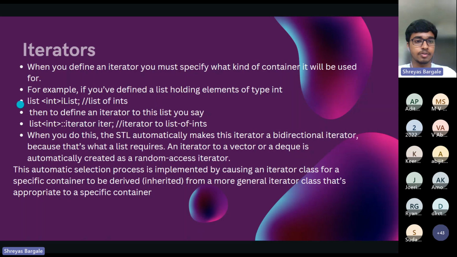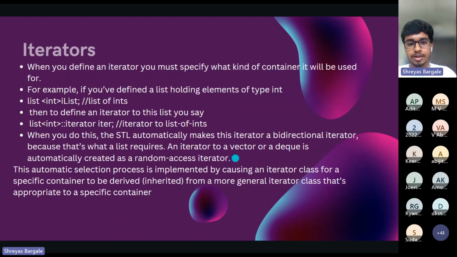So here we define a list of integers, and define an iterator for this list of integers. When we do this, STL automatically makes this iterator a bidirectional iterator because that's what a list requires. So all this helps make things easy for us, and it also makes things efficient.